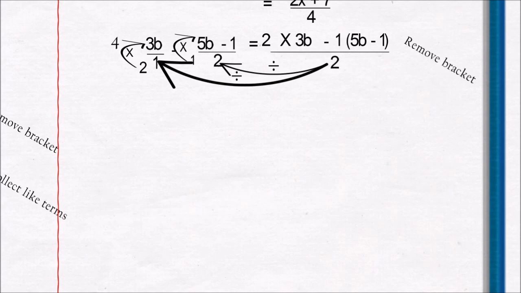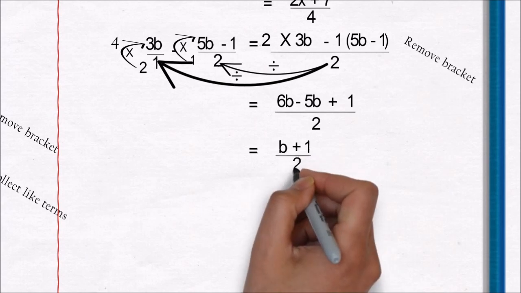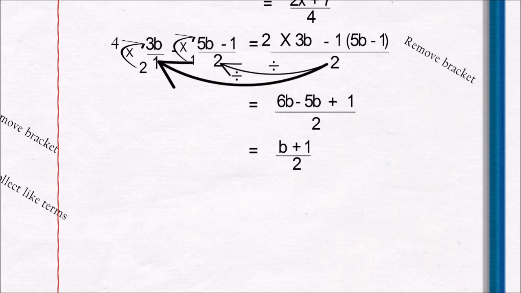So we can remove the bracket just on this other side. So we have 2 multiplied by 3b to give us 6b. Then minus 1 multiplied by 5b to give us minus 5b. Minus 1 multiplied by minus 1 to give us plus 1 all over 2. 6b minus 5b gives us b, and then we have plus 1 all over 2.